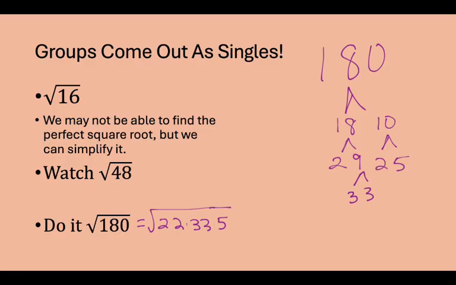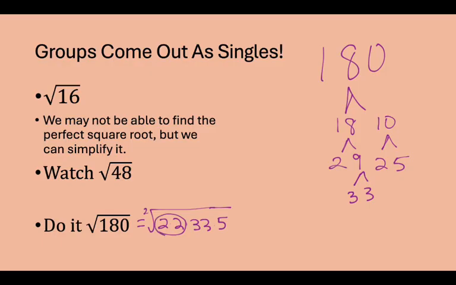Are you with me so far? Yeah, but you don't write 2 squared. You can. It's up to you. I told you the groups come out as singles, and we're doing groups of 2 because this is a square root. How many groups of 2 do I have? 1. I have a group of 2 right here.